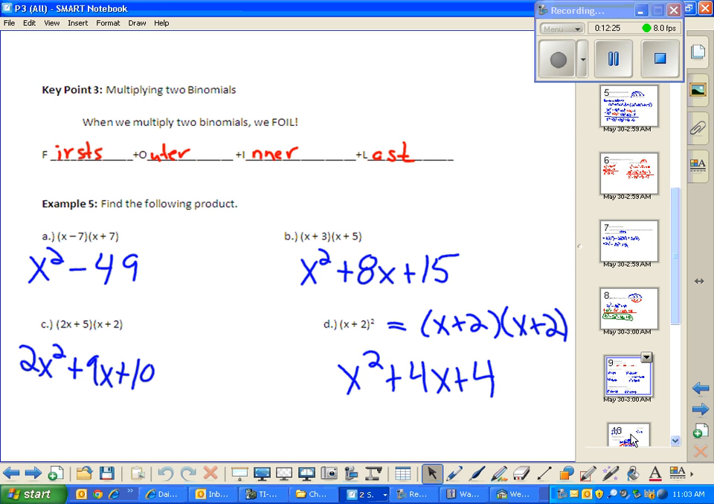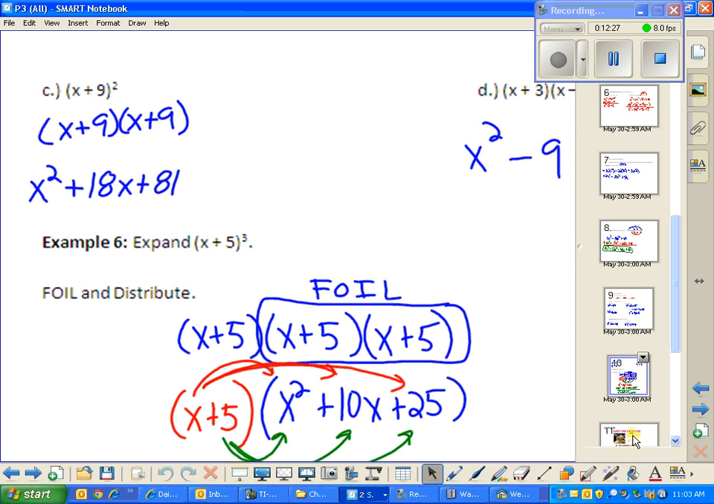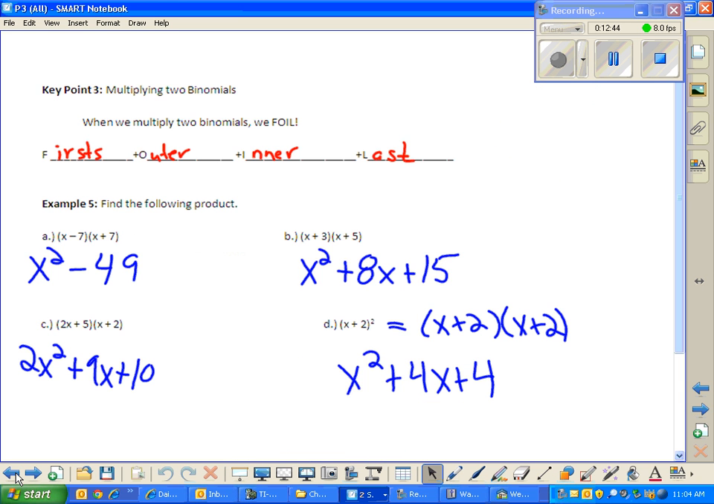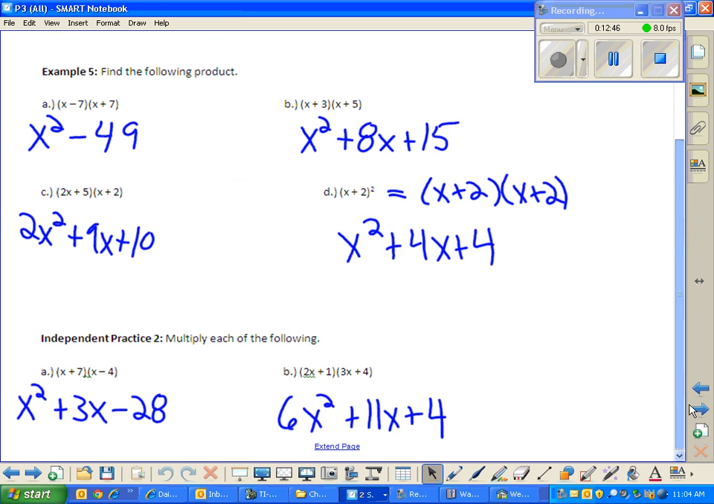So I think, where was I? Next slide. So as far as parts C and D are concerned, at least, for your independent practice here, we have x squared plus 18x plus 81. And then for part D, you have x squared minus 9. On the previous slide there towards the bottom, you had part A, x squared plus 3x minus 28. And part B, you had 6x squared plus 11x plus 4.